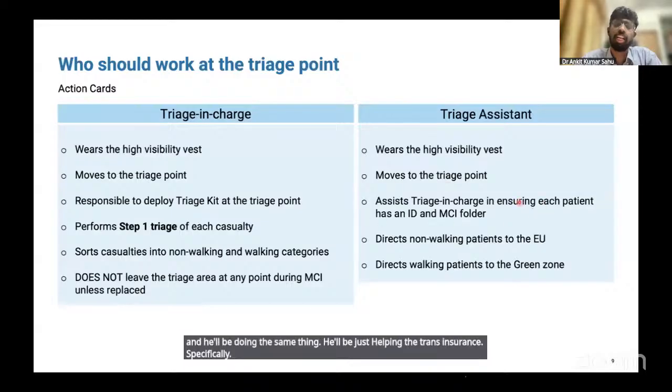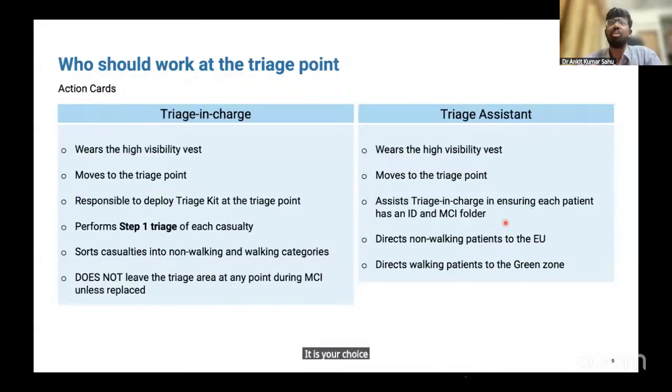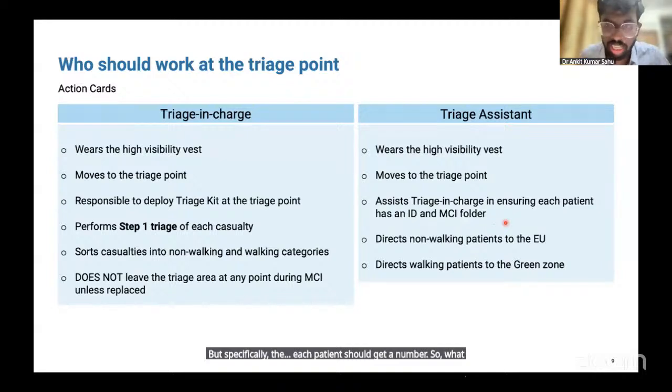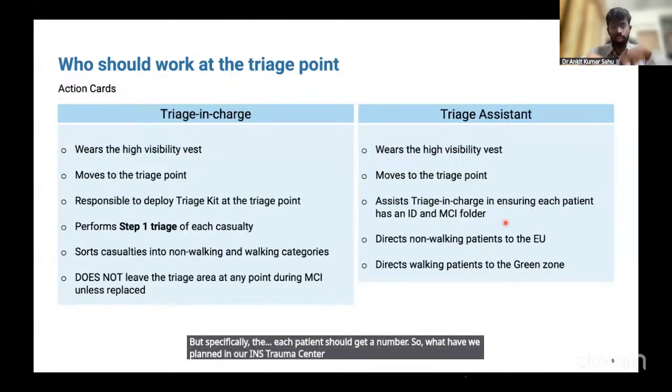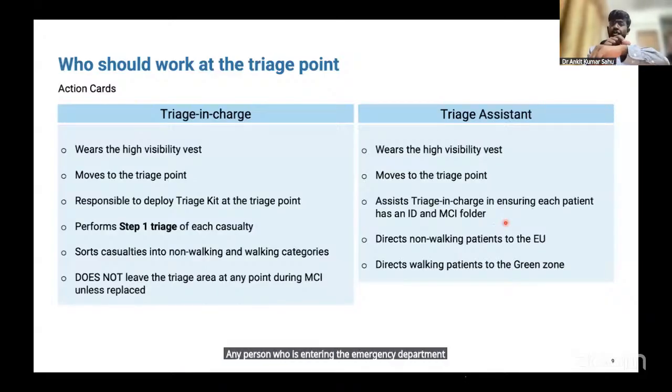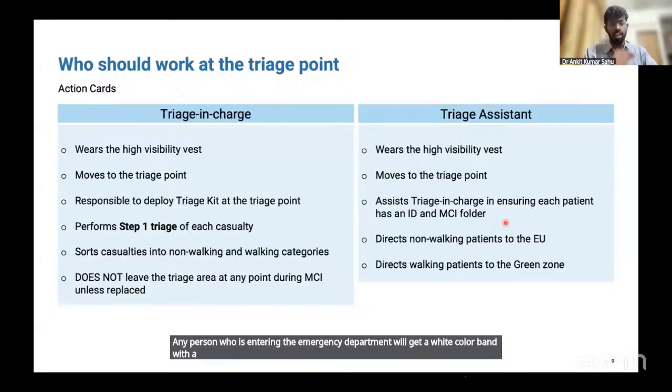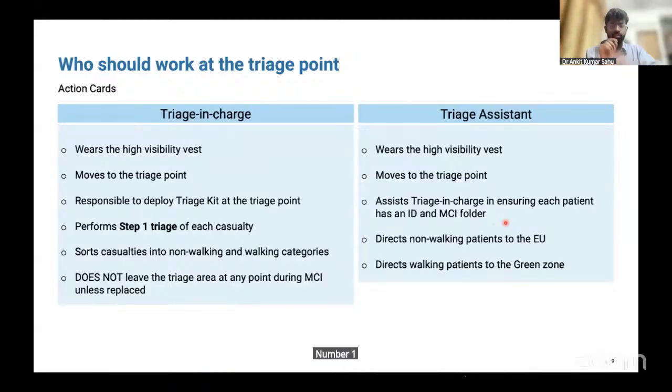Specifically here, we have written that they will be assisting the triage in charge in ensuring that each patient has an ID and MCI folder. It is your choice how you do that, but each patient should get a number. How we planned it in our IMSS trauma center: in step 1 triage, any patient entering the emergency department will get a white color band with a number. Number 1 patient entered, walking. Number 2 patient entered, walking. Number 3 patient entered, non-walking. Send him to the red zone. Number 4, non-walking. Send him to the red zone.